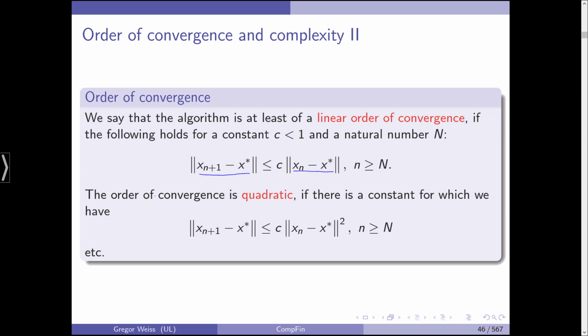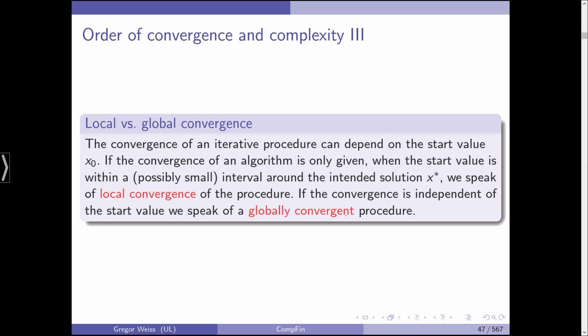Now the same thing is given for the order of convergence if it's quadratic. Then we have a constant c, and we take this difference, which is supposed to be very small, to the second power. So we square it, and then we have a quadratic convergence order. Obviously, quadratic is faster than linear, and you can go on from there. So convergence of order 3, of order 4, is then better than quadratic convergence.